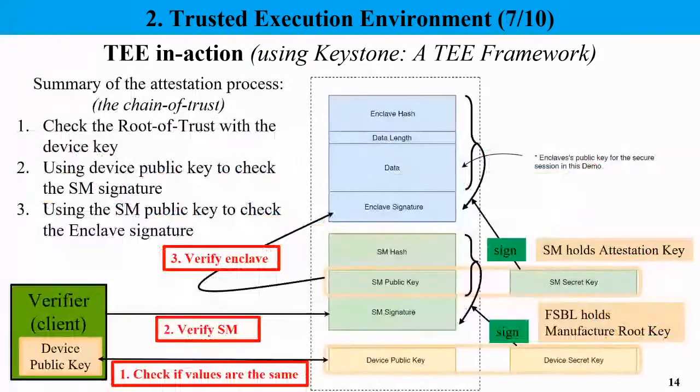Sorry for the trouble. I will continue from here. The previous hashes and signatures come from the root of trust procedure. The device key is first verified by the client, which is supposed to be generated using a manufacturer key, but for now it's stored in the FSBL. The security monitor is verified in the second step, which is signed using the device secret key in the boot procedure. Finally, the enclave application is signed using the secure monitor's key and verified with the public key.